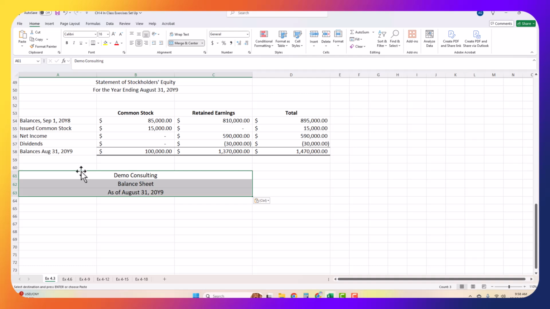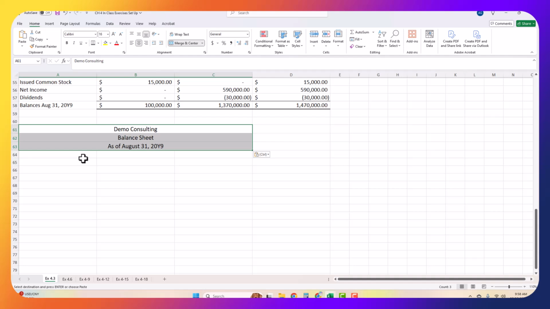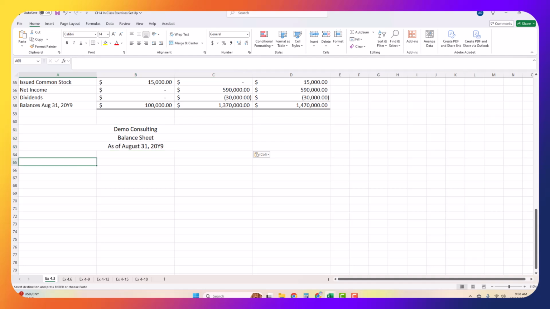And now we're going to move on to a balance sheet, right? So our balance sheet, as of August 31st, 20Y9, because the balance sheet is only good for one day, right? We're going to start with our assets.